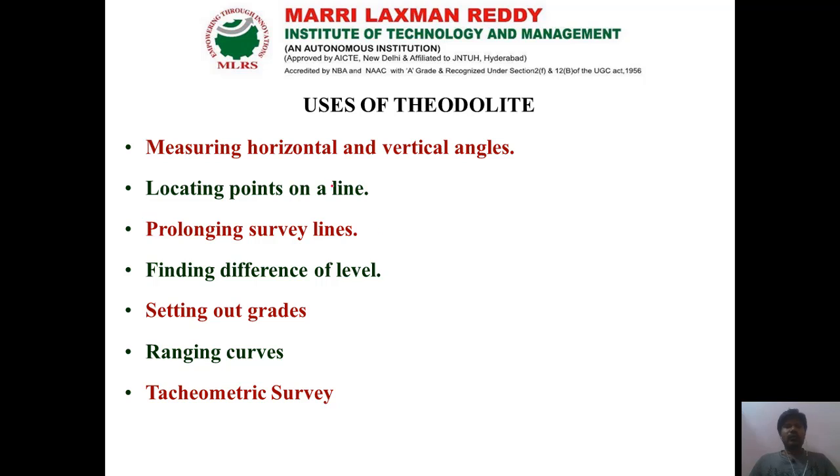Some of the uses of theodolites are listed here. Measuring horizontal as well as vertical angles is done with the help of a theodolite. Second one is locating points on a line. For example, here the station points A and B are there. Like a ranging process, if I want to place intermediate points by the ranging process, I may get some error in fixing the intermediate points.